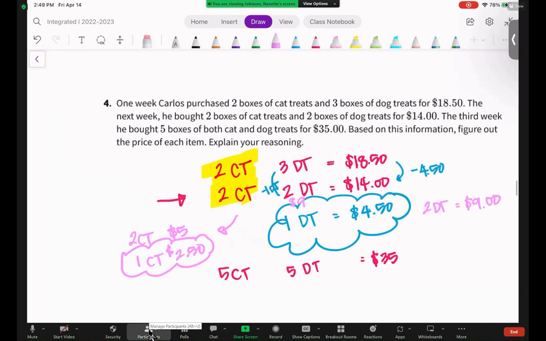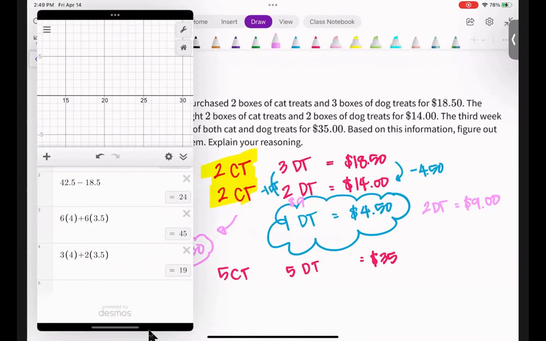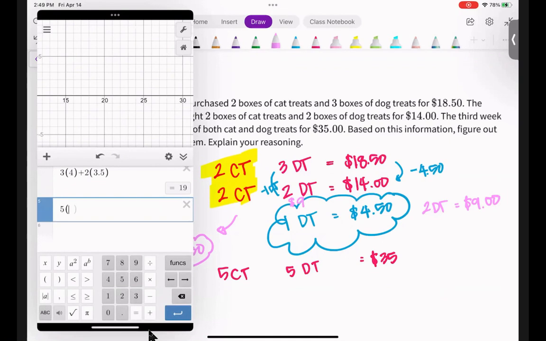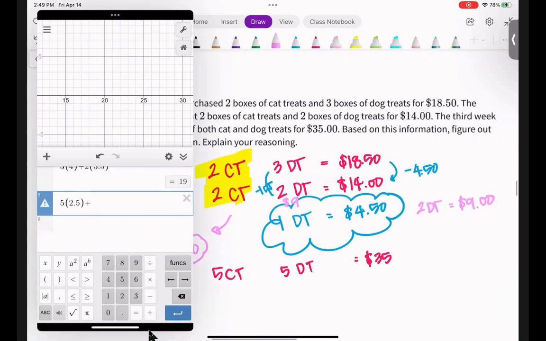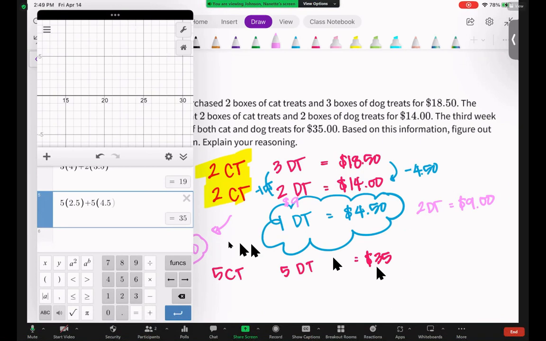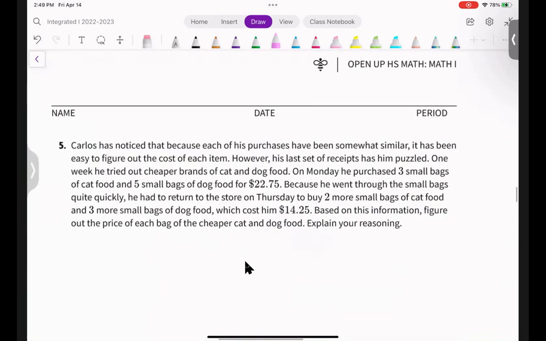So let's see. Where did my Desmos go? So it says, let's do 5 times cat treats. I think I said was how much? $2.50. And then plus 5 dog treats, which was $4.50. Yeah, and that's $35. So we're good, right? This is how I'm checking my answer. All right, last problem. Same kind of deal.